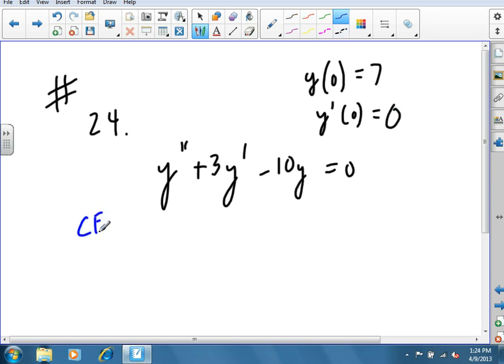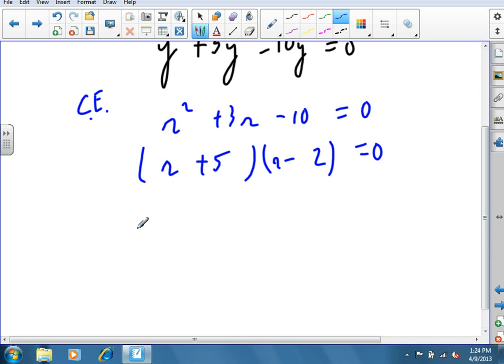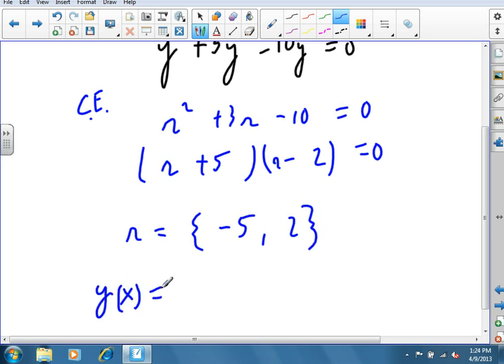I have a characteristic equation, r squared plus 3r minus 10 is 0, and that factors r plus 5, r minus 2 is 0. I find that r is equal to solution set minus 5, 2. And my final answer, well, not my final answer because I have initial conditions, is c1 e to the minus 5x plus c2 e to the 2x.